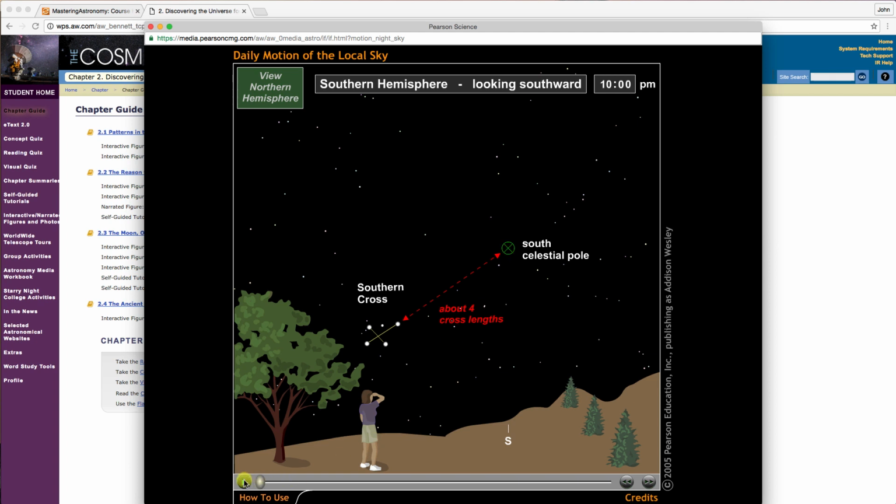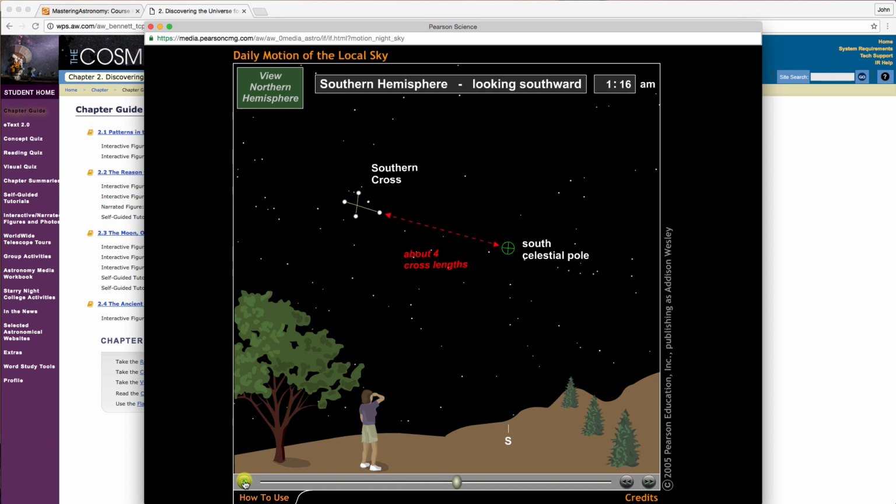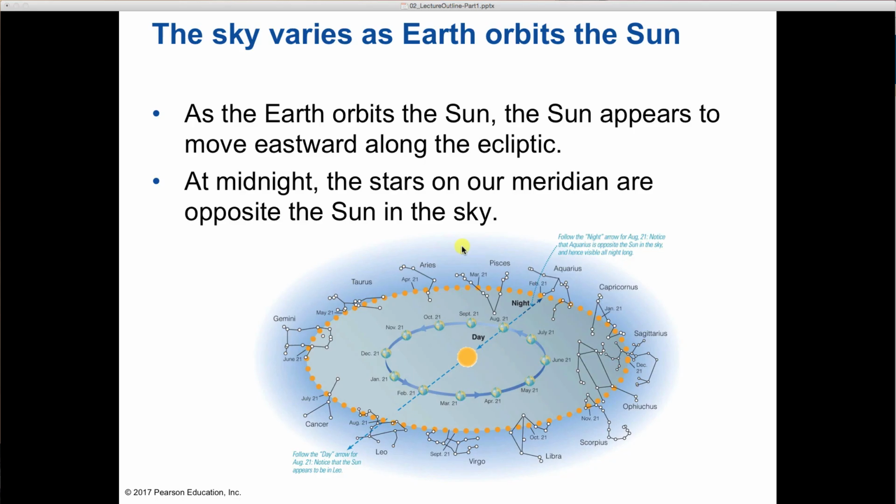They might be more dim, but there isn't a nice, fairly bright star like there is in the north. But everything goes around that south celestial pole as the Earth rotates. One last thing in this section: as we go around the sun, from February to March to April to May and so on, the stars that we can see at night change.